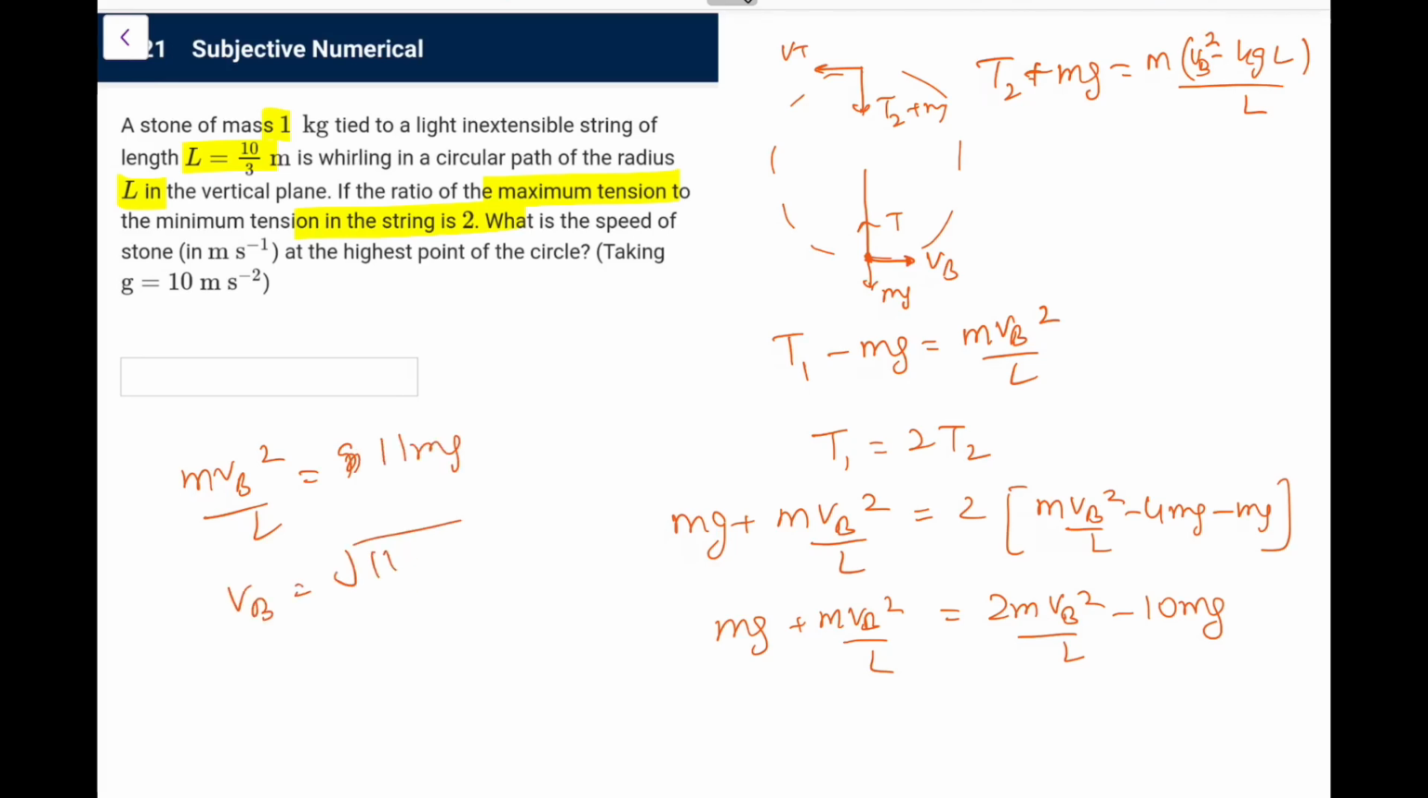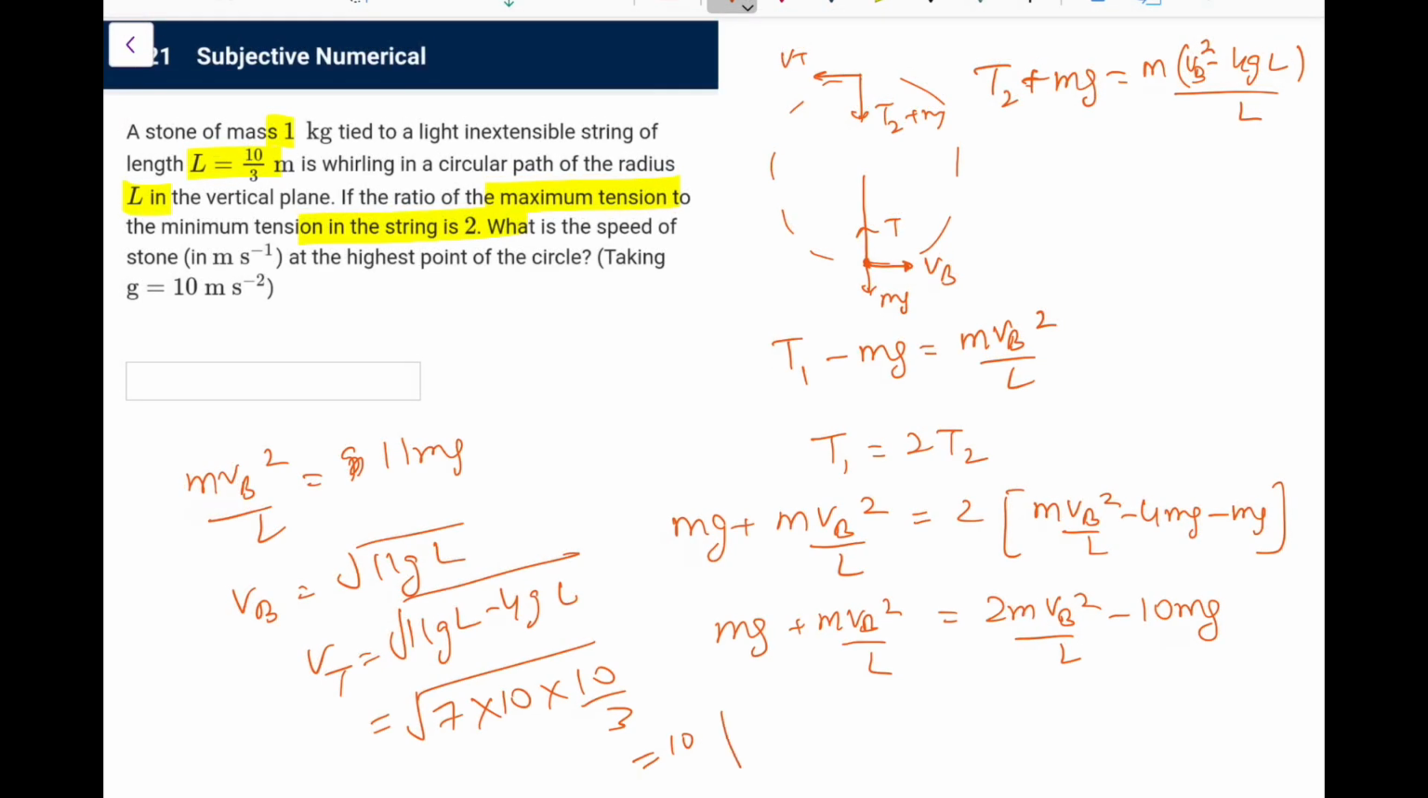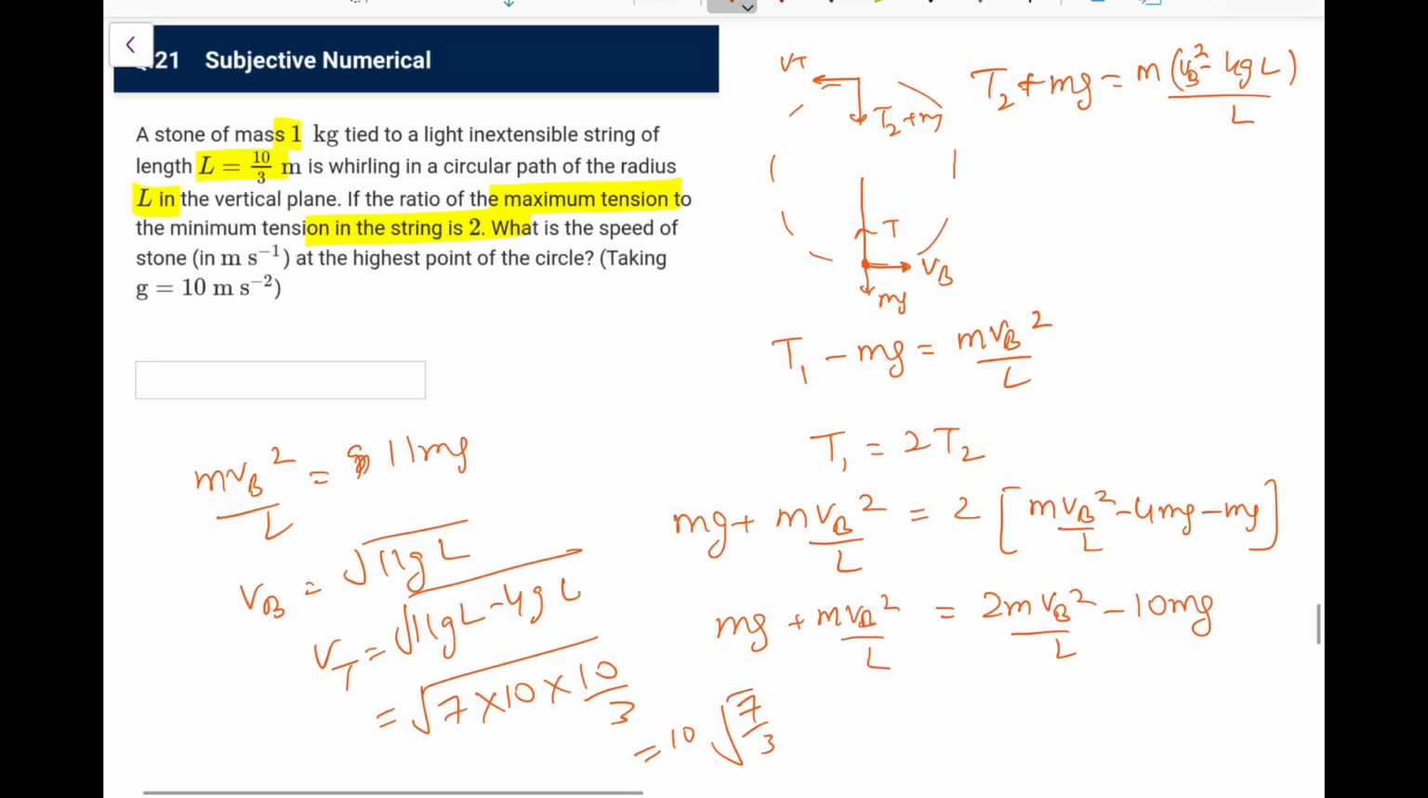So v at bottom is root of 11 gL, so v at the top would be root of 11 gL minus 4 gL, that is root of 7 gL. So root of 7 into 10 into L by 3 is what you are getting. So it comes out as 10 into root of 7 by 3. It's a tough one, so we'll just go for simplifying that.